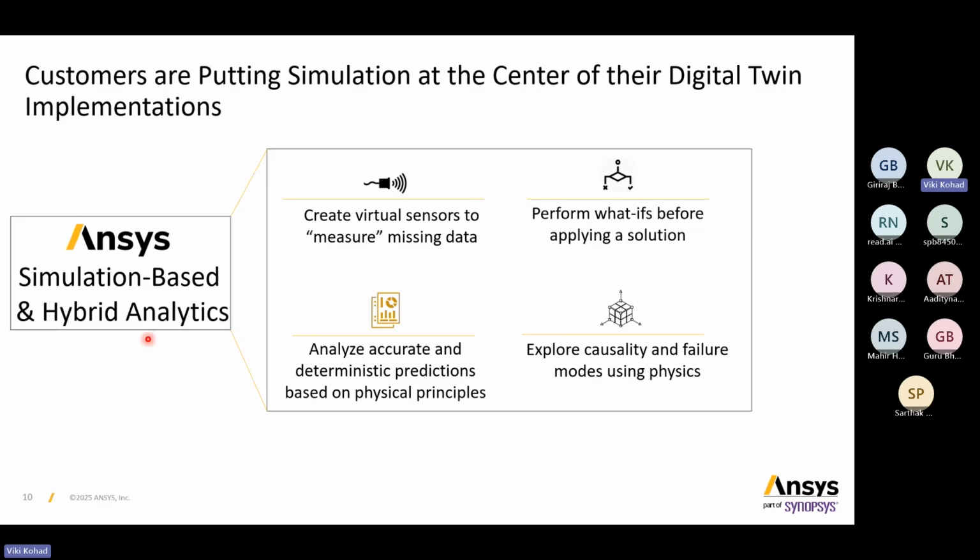Now, how does the workflow actually work? First, create a virtual sensor to measure the missing data. We have to create the sensors and place them anywhere, for example in a motor at a particular pole where we have to measure the temperature data. At that particular place we create one virtual sensor and rename it, like this is my sensor 1, and by using sensor 1 I get this data.